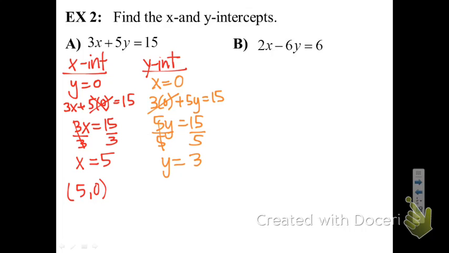And you can leave it as y equals 3, or write the y-intercept as 3, or write the ordered pair when x is 0, y is 3. And these would be both of your answers.